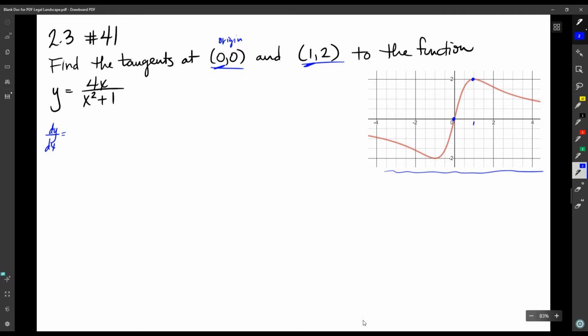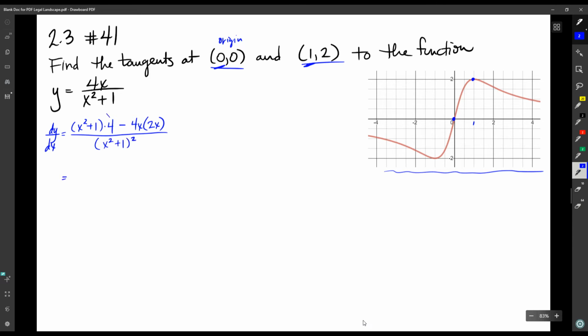And we know we're going to do that with the quotient rule. So the quotient rule goes like this. The low function, x squared plus 1, times the derivative of the high function, which is 4, minus the high function, which is 4x, times the derivative of the low function, which is 2x. And then that's all over the low function squared, so that's x squared plus 1 quantity squared.